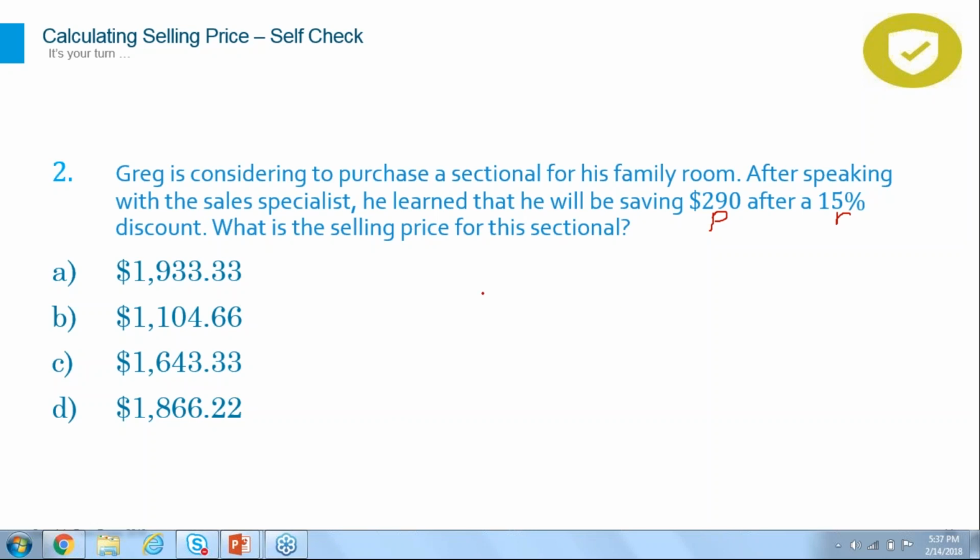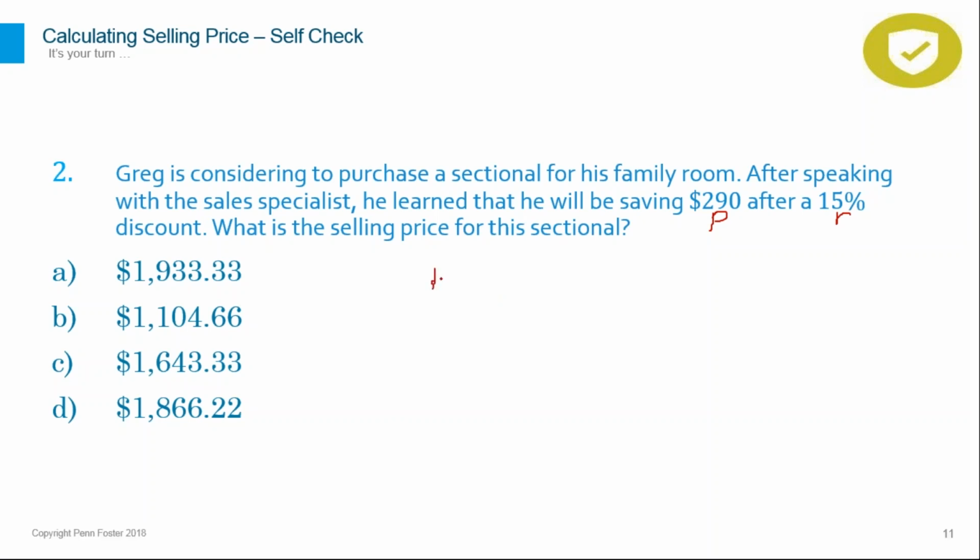Find the tag price first. The tag price is the base. So for the base, I'm going to use this formula: B equals P over R. I have P and I have R. Then use the numbers, 290 over 15%, so 0.15, equals, that will give you the tag price, $1,933.33. That is the tag price.